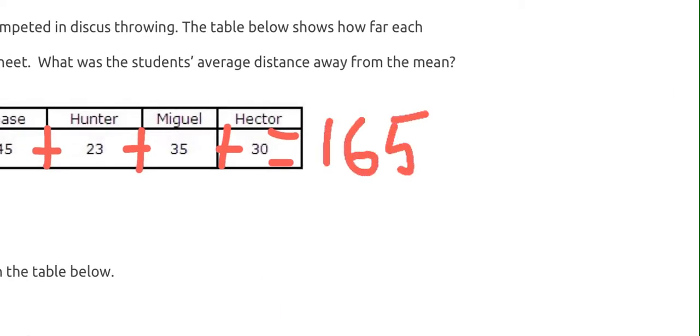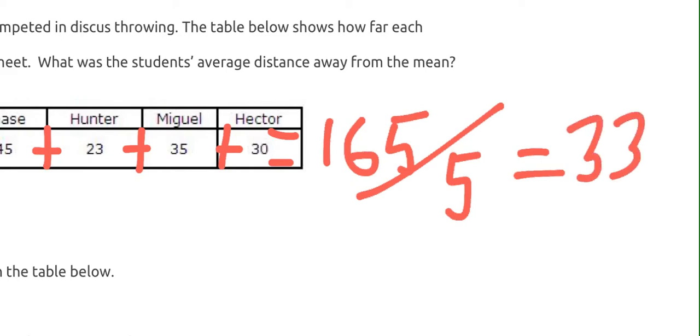But first, you've got to find the mean. So we're going to take that and divide that number by 5, because that's how many numbers that we just added together. When you divide that, you get 33. This is where I screwed up in the last video. I pulled 5 out of nowhere and started going with it.